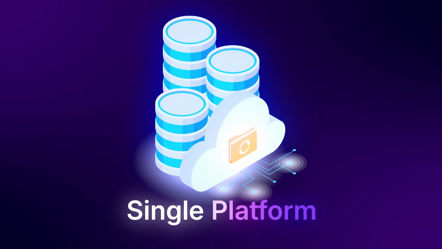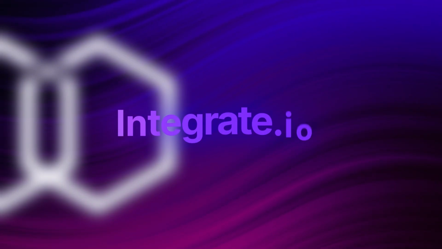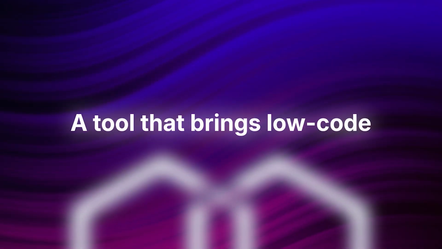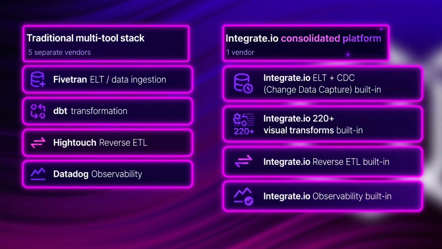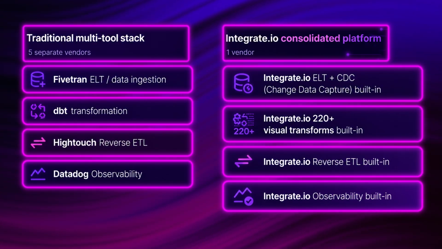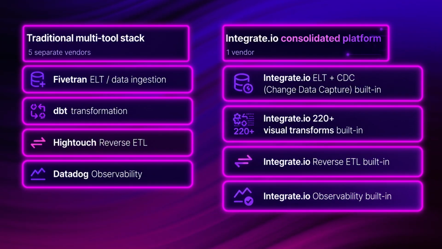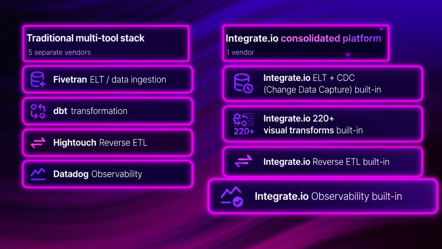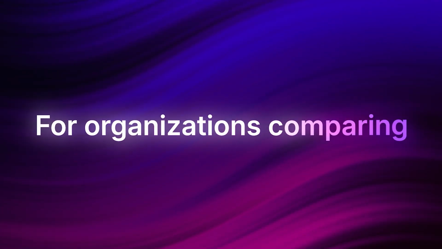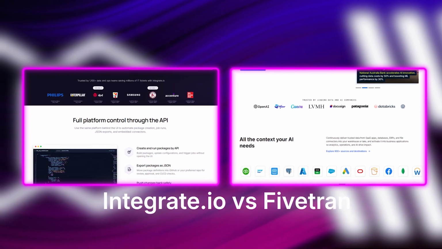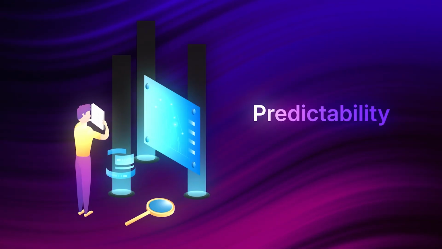That brings us to migrate.io, a tool that brings low-code, fixed-fee pipelines to the mix. Migrate.io approaches the market differently by combining ETL, ELT, change data capture, visual transformations, reverse ETL, and observability inside a single low-code platform. For organizations comparing Migrate.io versus Fivetran, the biggest difference often comes down to predictability.